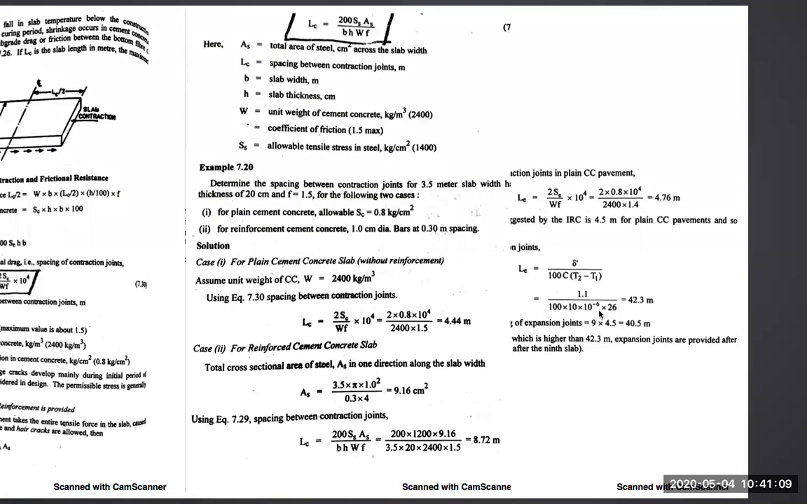Okay, so how these expansion joints and contraction joints are provided: with certain contraction joints, expansion joints are provided after 10 times the contraction joint spacing. Okay, so you can just take these expressions and calculate the length or interval of expansion joint and contraction joint. Okay, so this is about the design of spacing of joints.